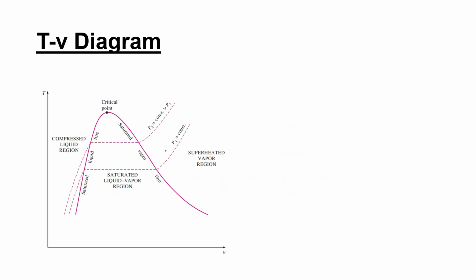Now let us look at the TV diagram once more. We have already drawn this dome shape with the critical point here. On the right side you have the saturated vapor line, and on the left side you have the saturated liquid line. On the right side of this dome you have the superheated vapor region, and on the left side you have the compressed liquid region.